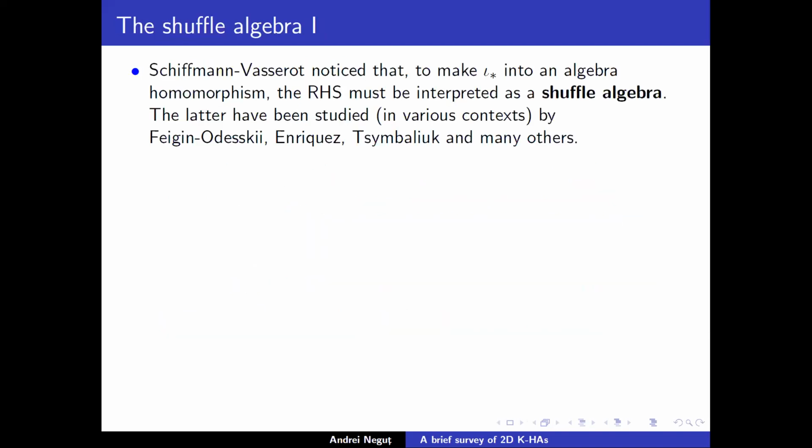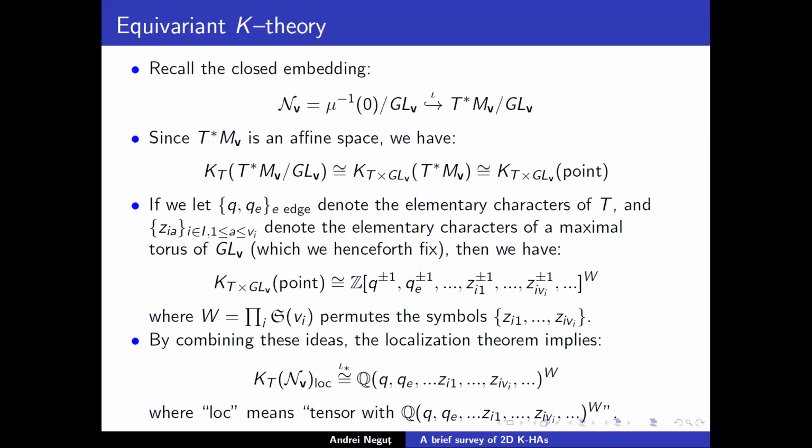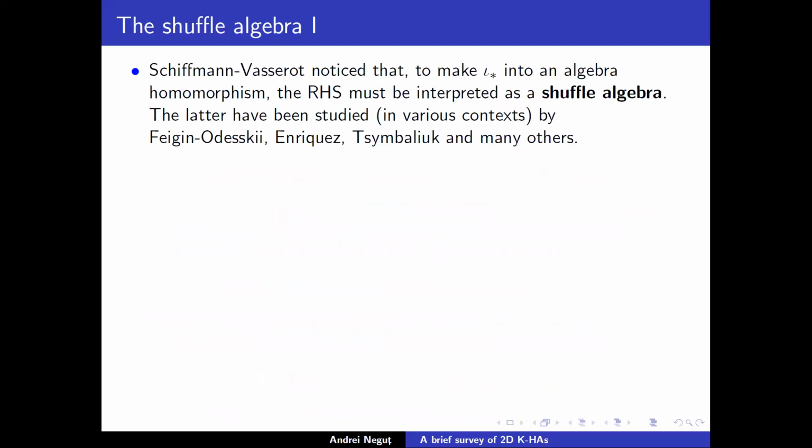So in the context of two-dimensional K-theoretic Hall algebras, Schiffman and Vasserot said, you know, if you want to make this map I lower star an algebra homomorphism, you have a multiplication here. You have to put a multiplication on these big vector spaces of rational functions. And this multiplication is exactly what people call a shuffle algebra.